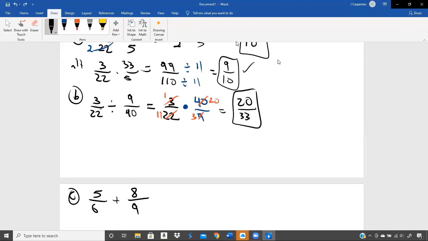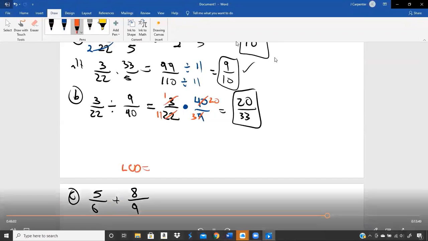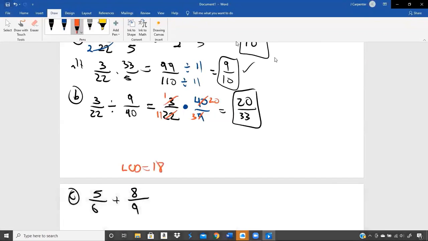So with 6 and 9, your LCD is going to be, there's two different ways. You can list the multiples: 6, 12, 18, 24, 30, etc. 9, 18, 27, 36, etc. until you find a match, in which 18 was the match. Again, that was by doing 6's multiples, 6, 12, 18, 24, etc. 9's multiples would be 9, 18, 27, etc. 18 is the first match.